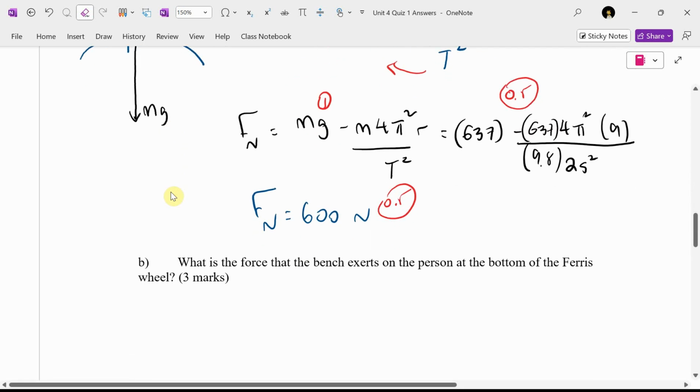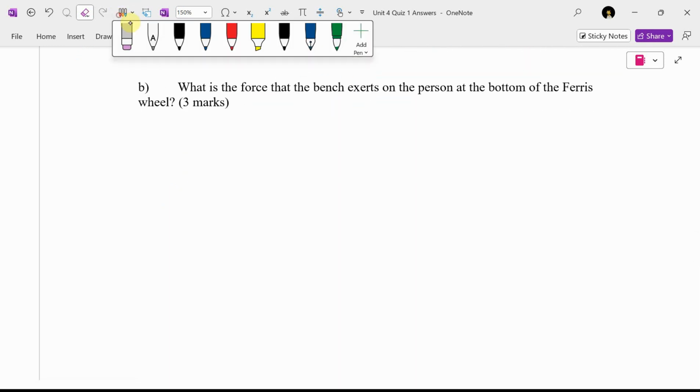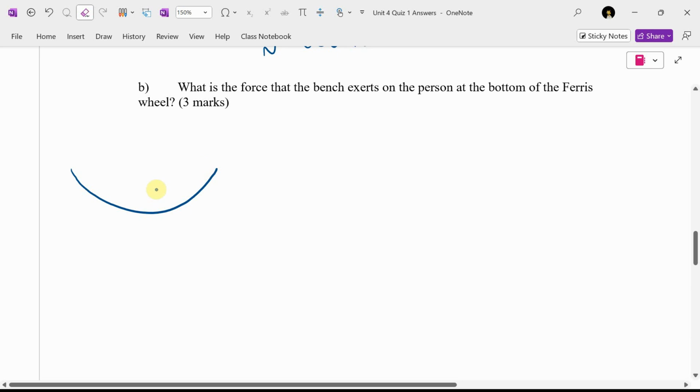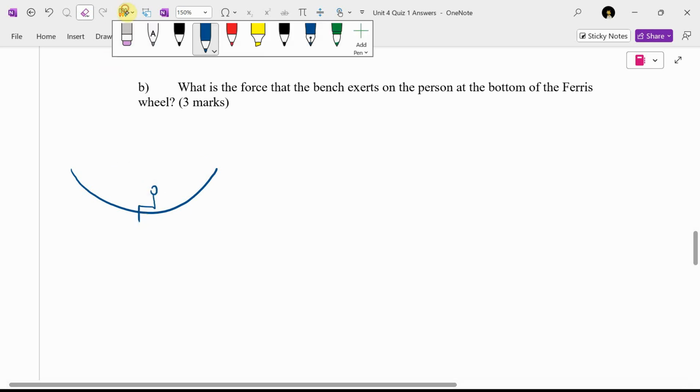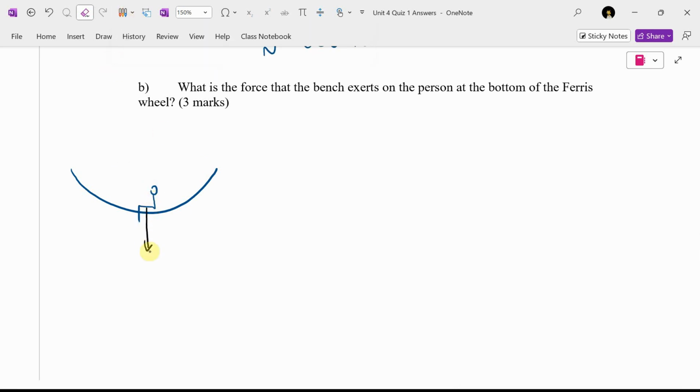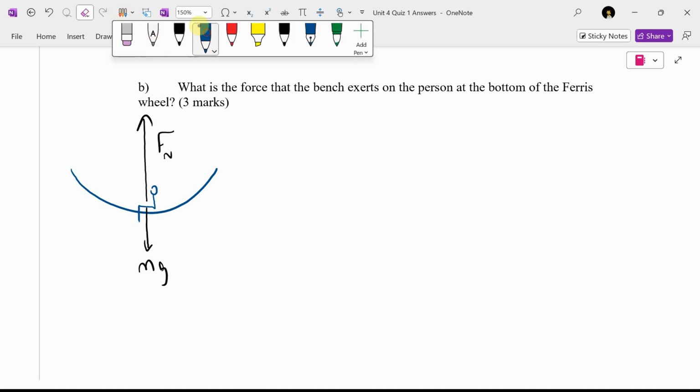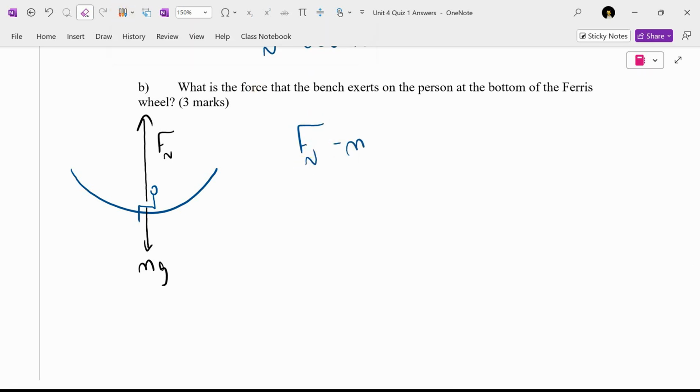Ooh, what's the force the bench exerts on the person at the bottom of the Ferris wheel? Again, Raisa, I just did a quick sketch. And I said, okay, there's the person sitting. What are the forces acting on them? Get the obvious one, gravity. You'll notice this time I didn't draw it as long because I know the winning force is in this direction. It's going to be the normal force. My equation now is going to be normal force minus mg equals m 4 pi squared r over T squared.